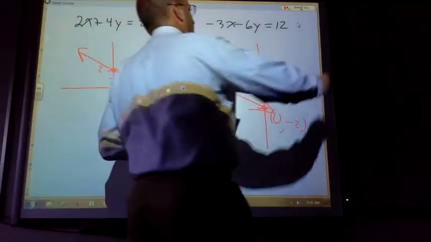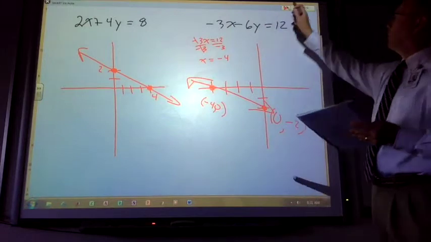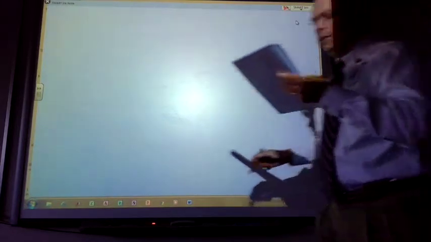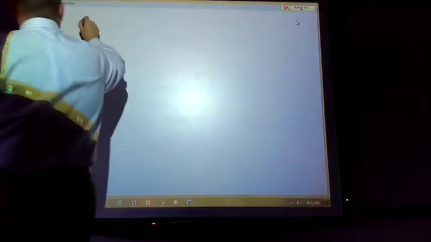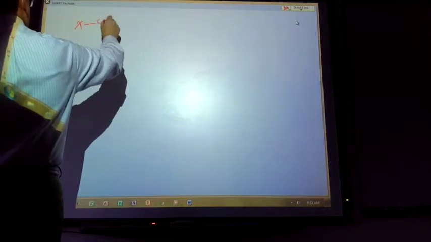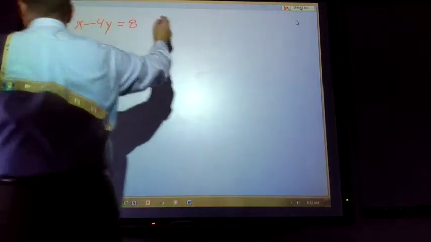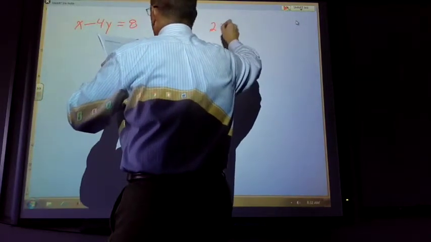Okay, 8 and 9. Can I clear these? Go ahead and work these if you have not worked them yet. You have 30 seconds to work 8 and 9.